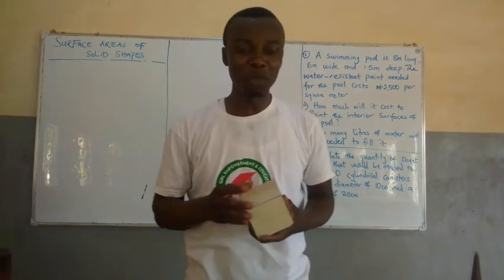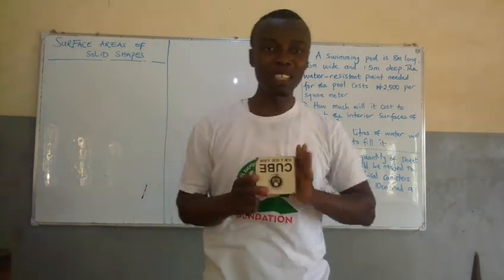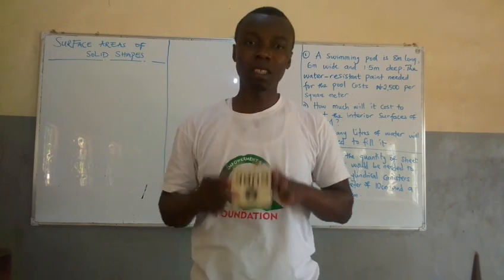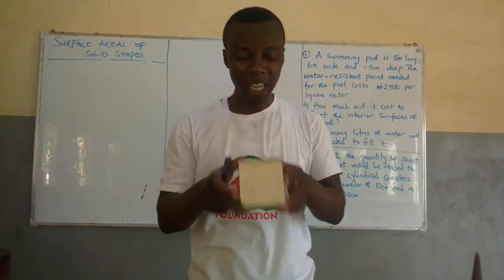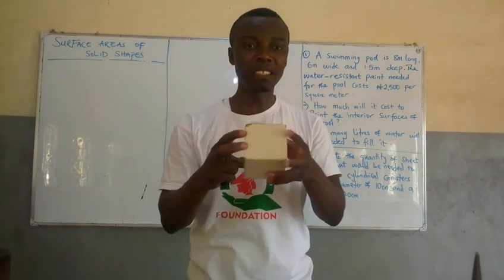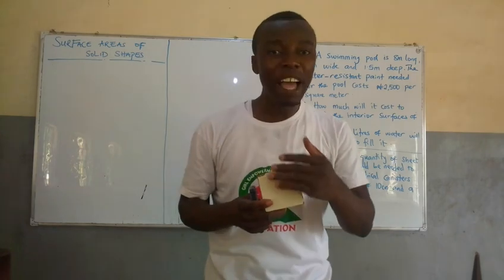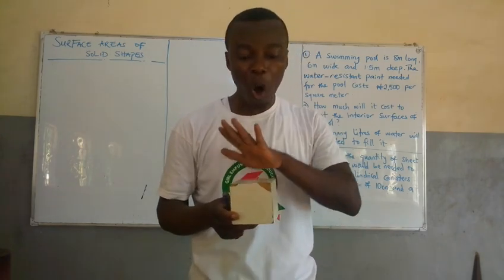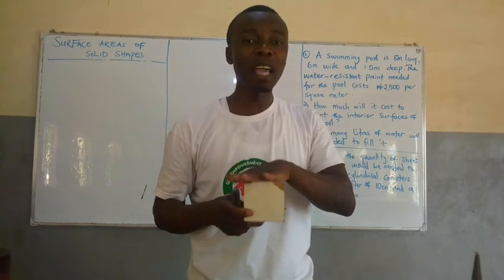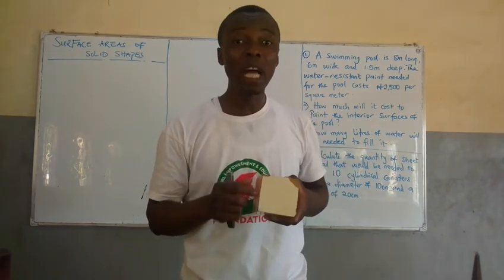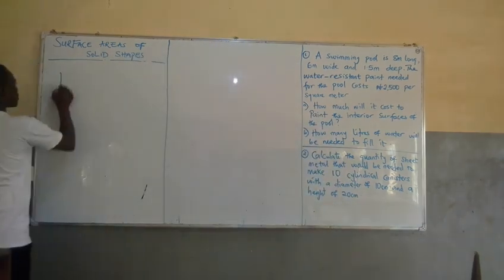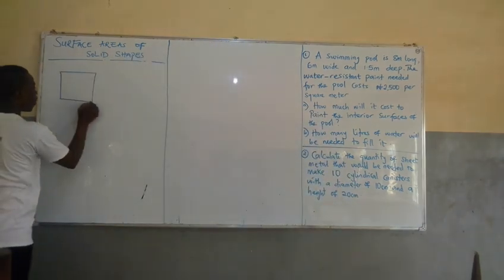Now let me give you an example here. Take for example, this is a cuboid. Now this cuboid has 6 surfaces, of course. You can see it's closed. It has 6 surfaces. So if I'm told to find the surface area of this cuboid, how will I go about that? First, I will have to know the dimensions of this cuboid. So take, for example, I have this cuboid here. I'm going to draw that on the board.